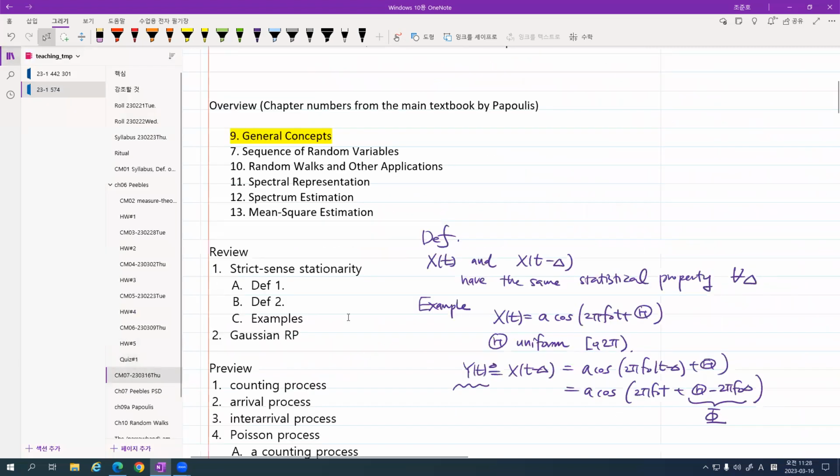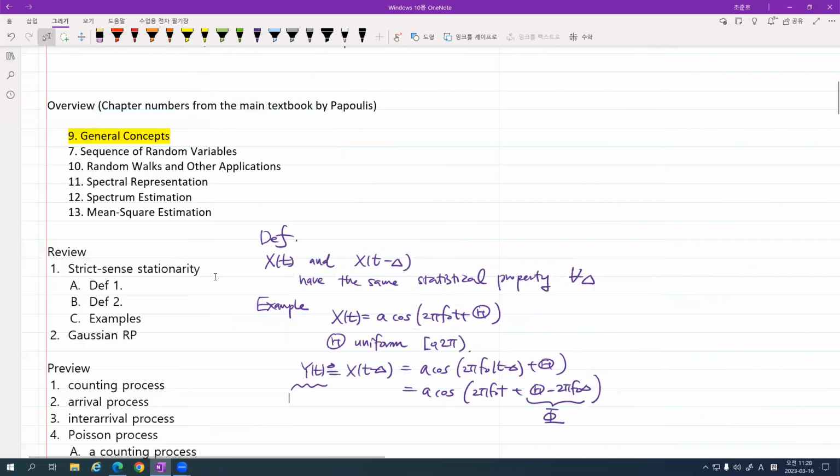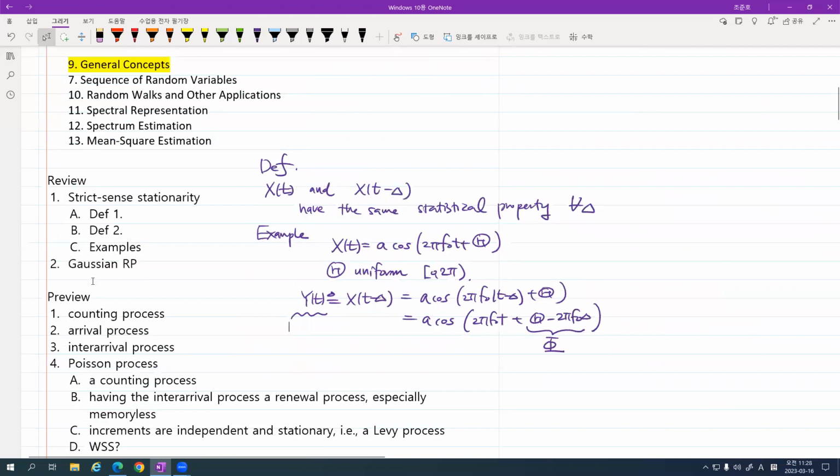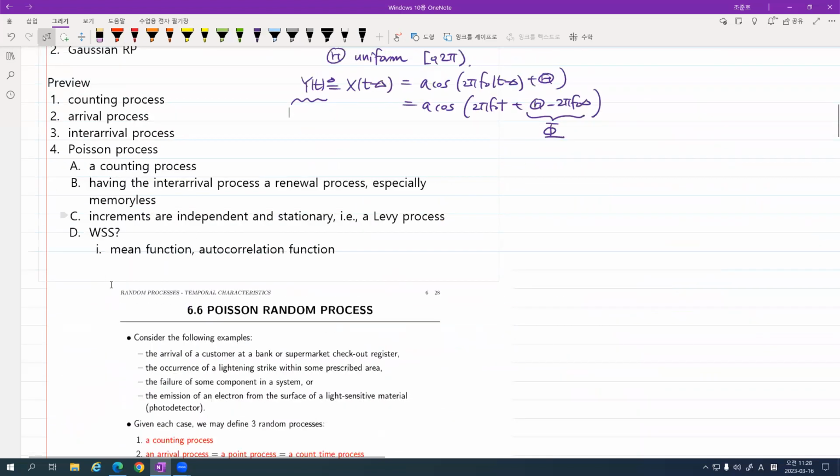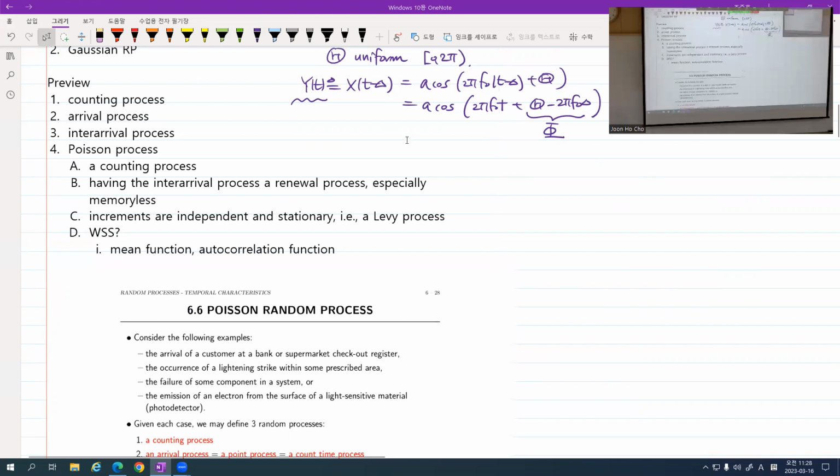Anyway, we've covered up to here, and here goes the preview. Unfortunately, the preview is kind of a review because I've taught this part already, but the voice was removed. So I'm going to cover it again. And our video camera is still malfunctioning, but anyway.